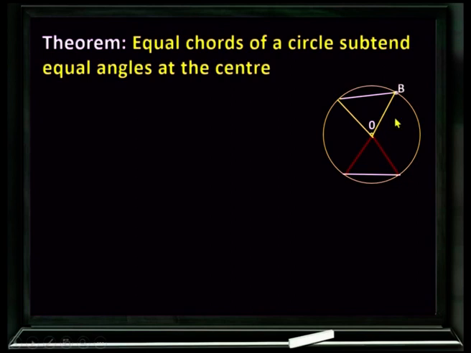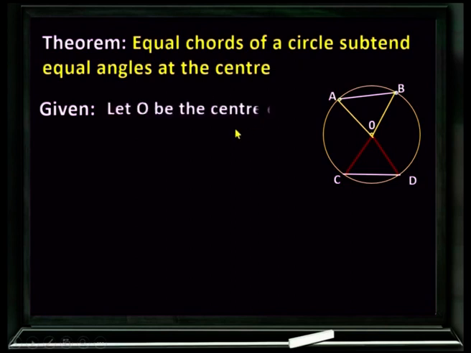So this is a circle. Let us prove this theorem. Circle with center O, AB is a chord and CD is also a chord, and both the chords are of equal length. So equal chords of a circle subtend equal angles at the center. Now let us prove this theorem.